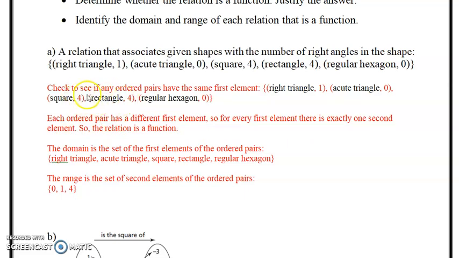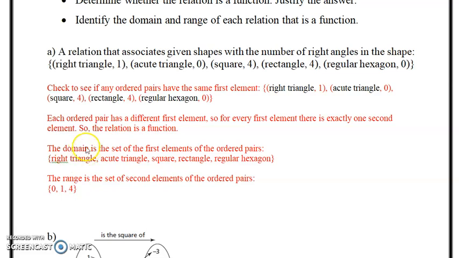Now, there could be 2 y values. That's fine, right? But for each value of x, there's only one value for y. So if we had, let's say, 2 squares, and we were talking about something different, and the numbers were different for the y values, or the second set of values, then that would not be a function. We'll see that in another example.